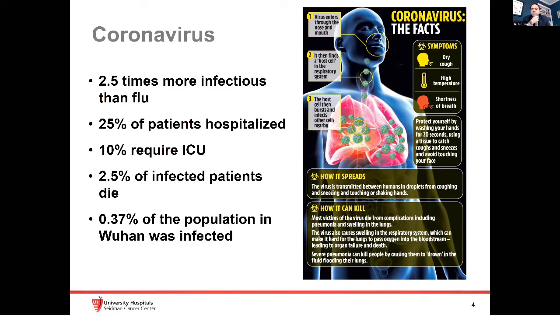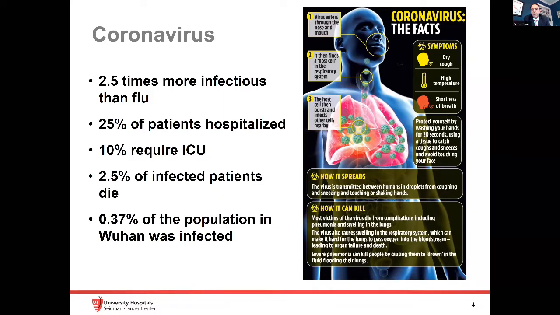Now, the one thing that is very important to realize is that in Wuhan, where this started, there are 11 million people and 80,000 were infected. So this isn't, as some people have said, a virus that infects everybody. In fact, in Wuhan, only 0.37% of the population was infected with this virus. So the myth that everybody's going to get it is not true. While it is very contagious, the infection rate is quite low.